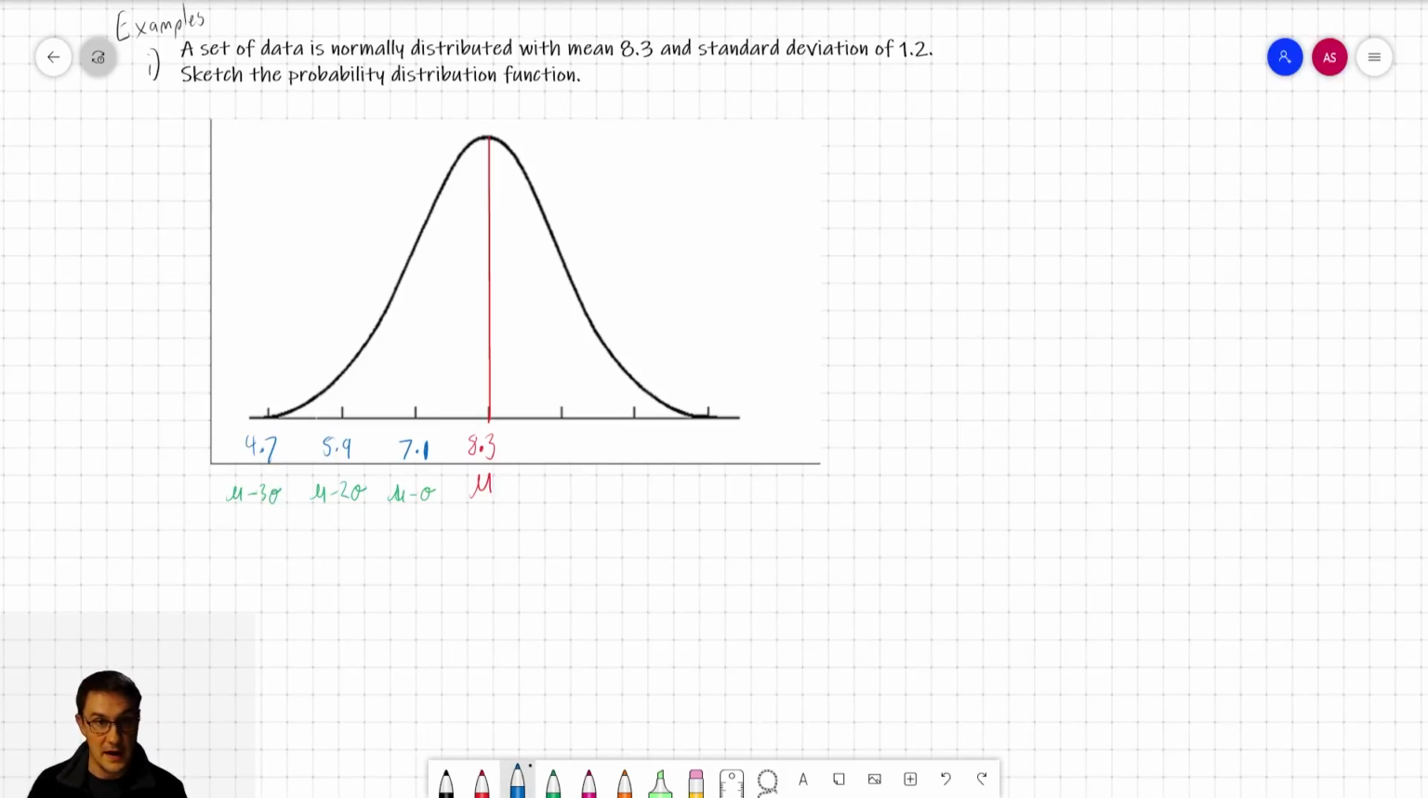Likewise, on the right-hand side of the mean, we're just adding 1.2 to the mean. So we're going to go to 9.5, 10.7, and 11.9, just adding 1.2 each time. And again, this is where we've got the mean plus 1 standard deviation, the mean plus 2 standard deviations, and lastly, the mean plus 3 standard deviations.